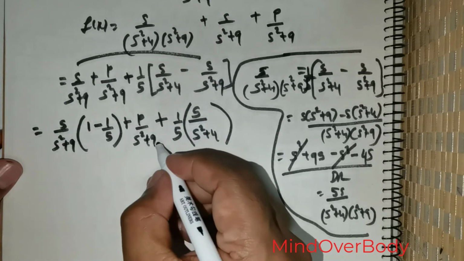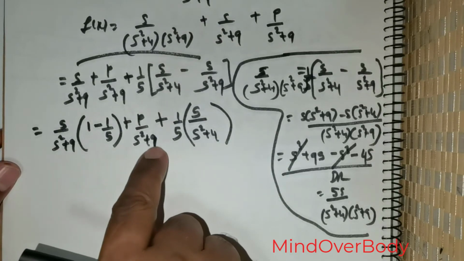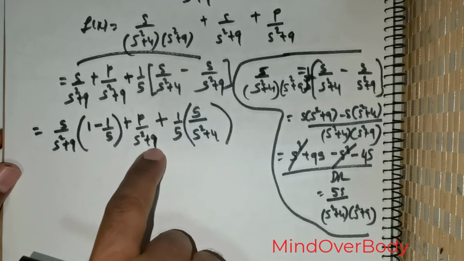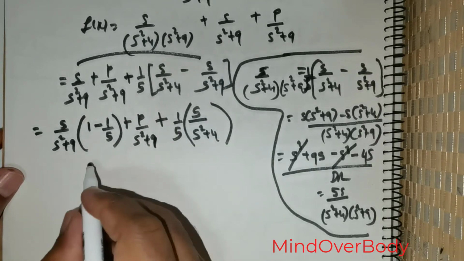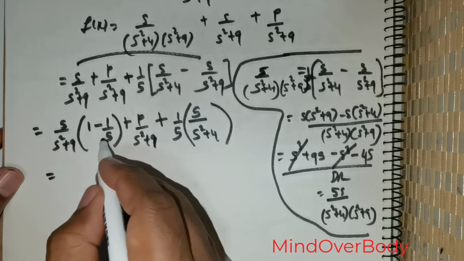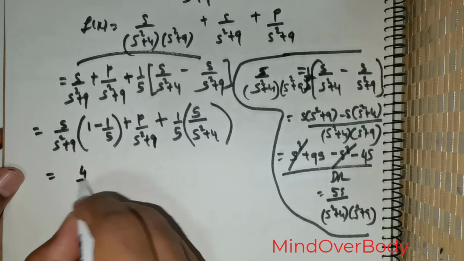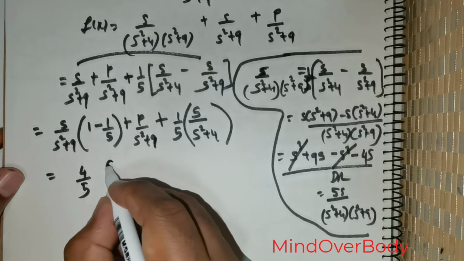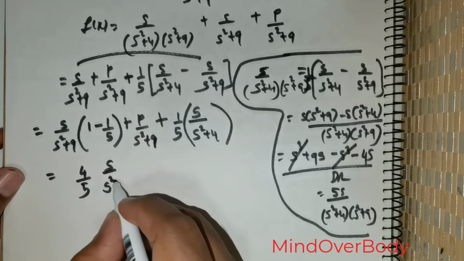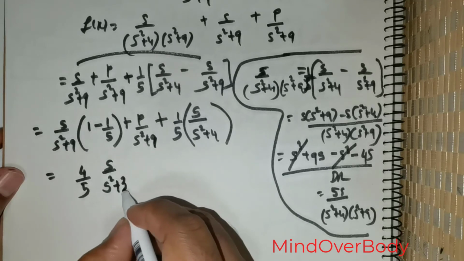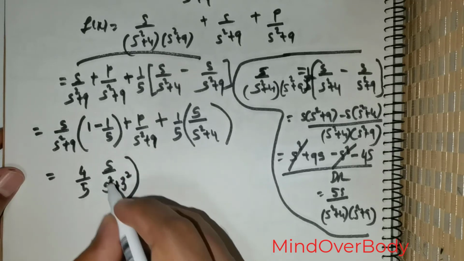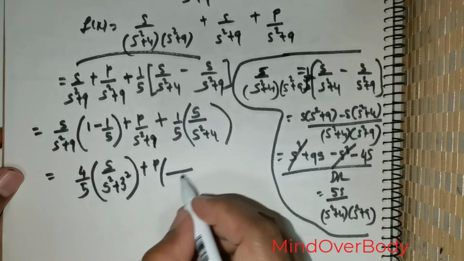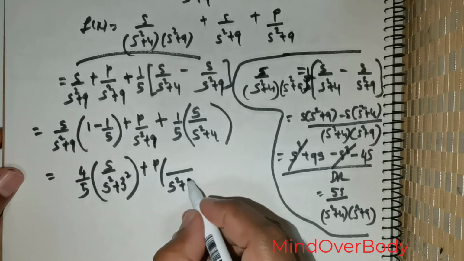Now I've got a 9 here, so I need to do something in the numerator because of the presence of the 9. Before I could do that, I would like to rewrite this as 4 over 5, right? 1 minus 1 over 5 is 4 over 5 times s divided by s squared plus 9, which is written as 3 squared. Okay, fair enough. Plus p times the denominator is s squared plus 3 squared.